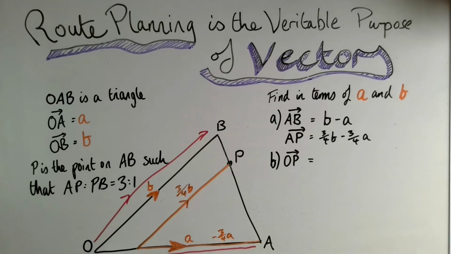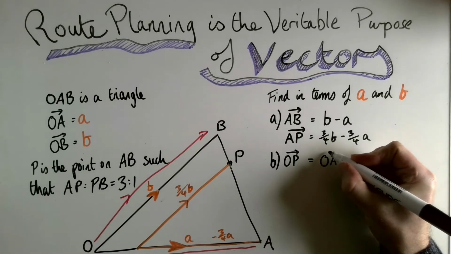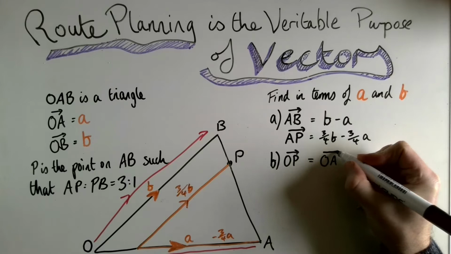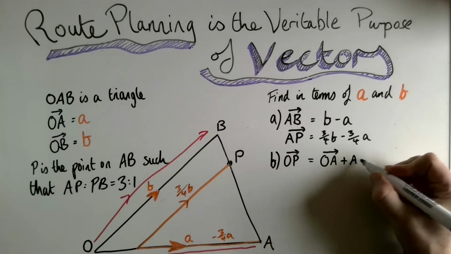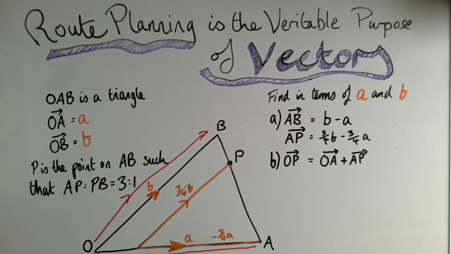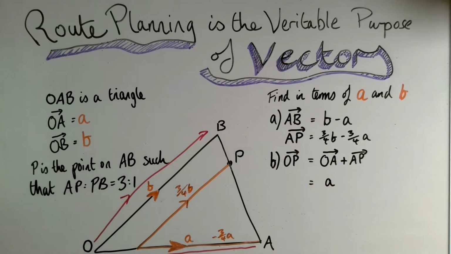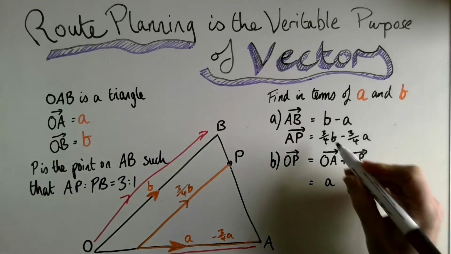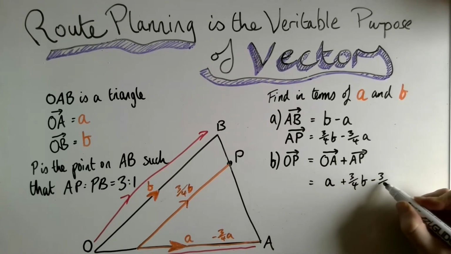Then, as I know how to get from O to A, although it would be a very long-winded way of doing it, I could say O to P is going to be the same thing as OA to get me to there, plus AP. OA is just A, isn't it? So I'm going to replace that with A, and I'm going to replace AP with 3/4 of B, take 3/4 of A.